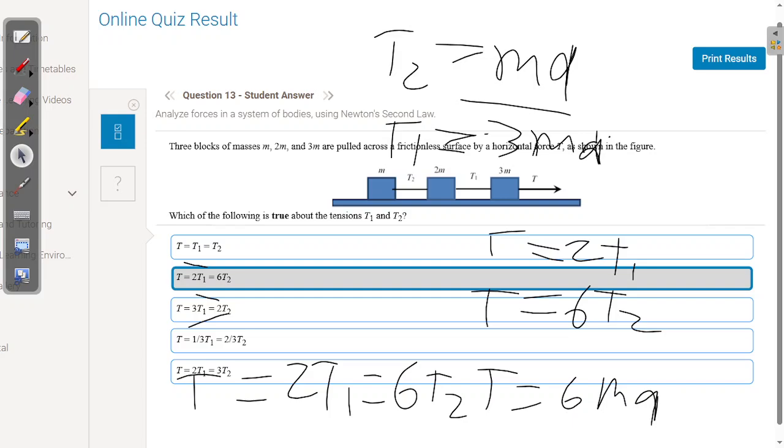Okay, so basically what they want is they want you to make T in terms of everything. So yeah.